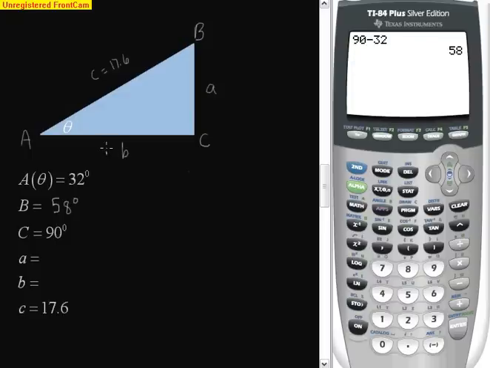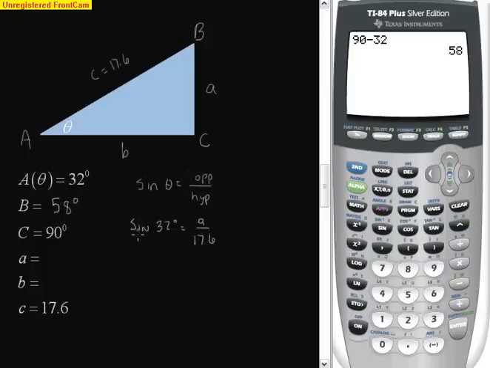Now, depending upon what I want to solve for next, let's say I want to solve for little a. I want to use what's given. I know that theta was given, and I know that the hypotenuse was given. So starting with the angle theta here, 32 degrees, I'm dealing with the opposite and the hypotenuse. Opposite and hypotenuse is sine, because I know from SOH-CAH-TOA that the sine of theta is equal to the opposite over the hypotenuse. So filling in that information, the sine of 32 degrees is equal to a over 17.6.